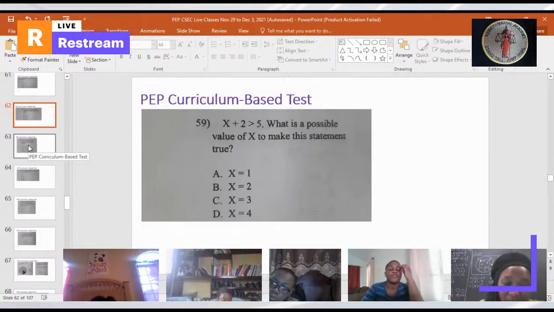It didn't say it would be equal to it. It's a greater than sign there. So the number that you put there has to make it greater than, not equal to.